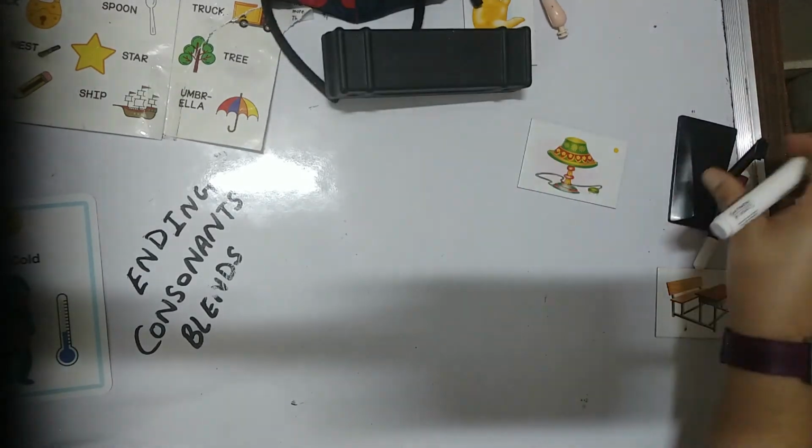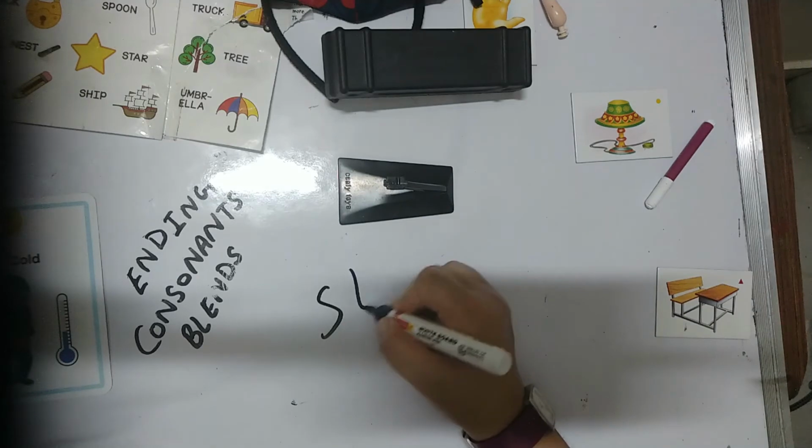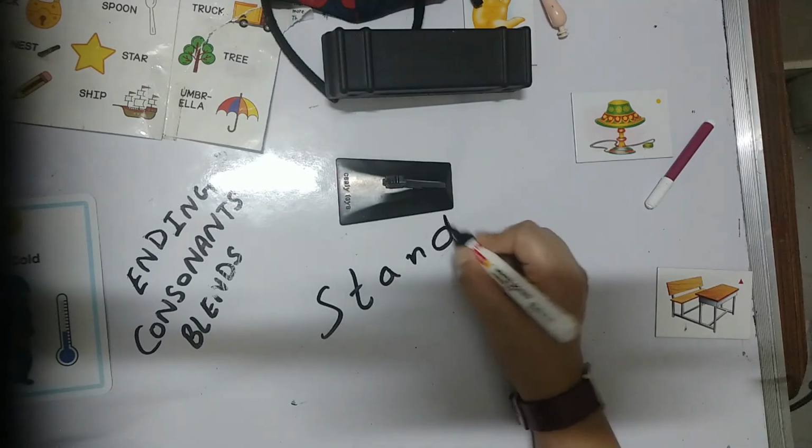La, lamp. Then suppose we take another example, like this is a stand. This is also a play toy, like an airplane toy or something like that.